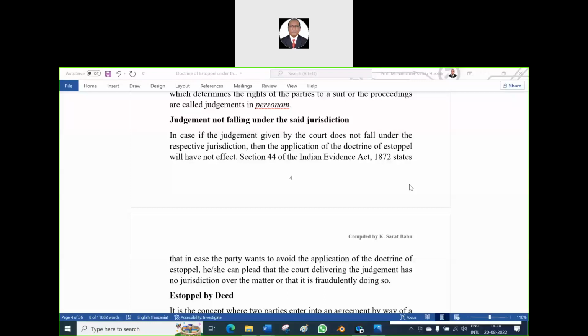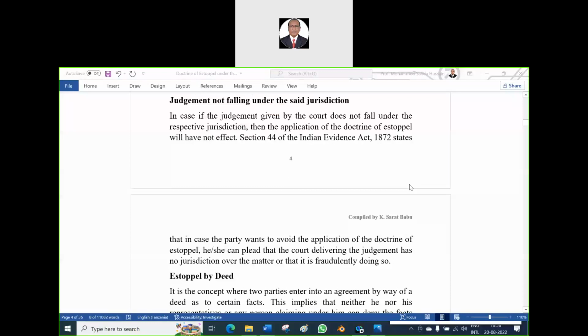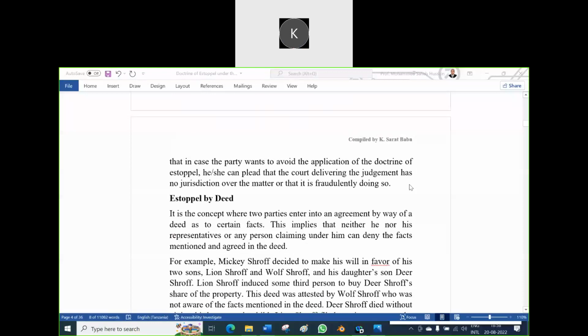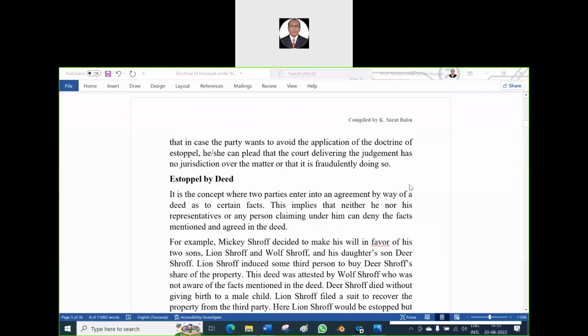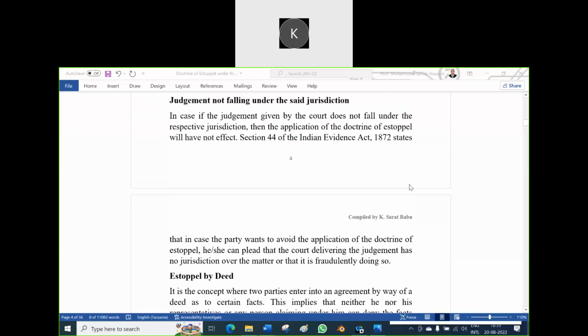I'm reading the kinds of judgment. Section 44 of the Indian Evidence Act 1872 states that in case the party wants to avoid the application of the doctrine of estoppel, he or she can plead that the court delivering the judgment has no jurisdiction over the matter or that it is fraudulently doing so. The party can plead to the court that it has no jurisdiction over the matter, according to Section 44 of the Indian Evidence Act.